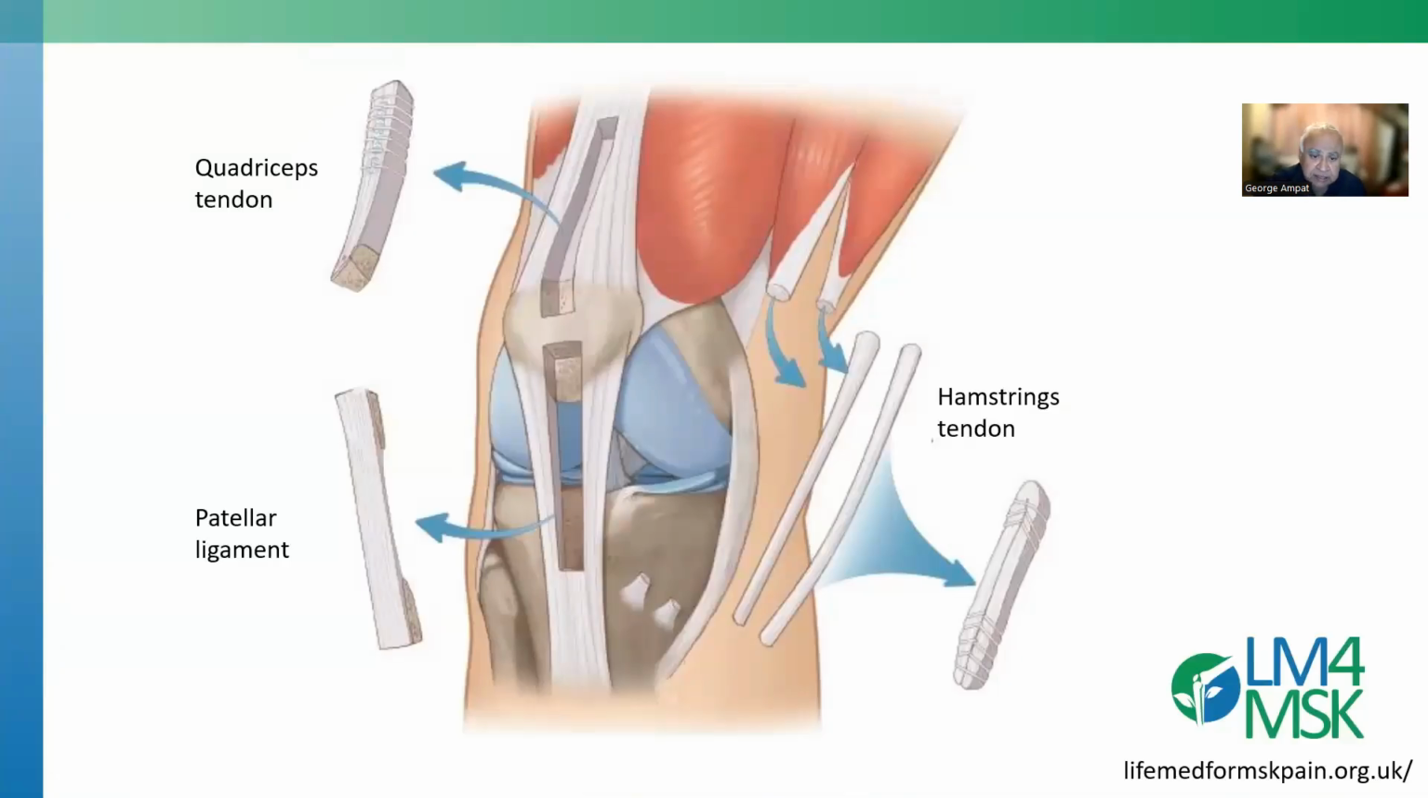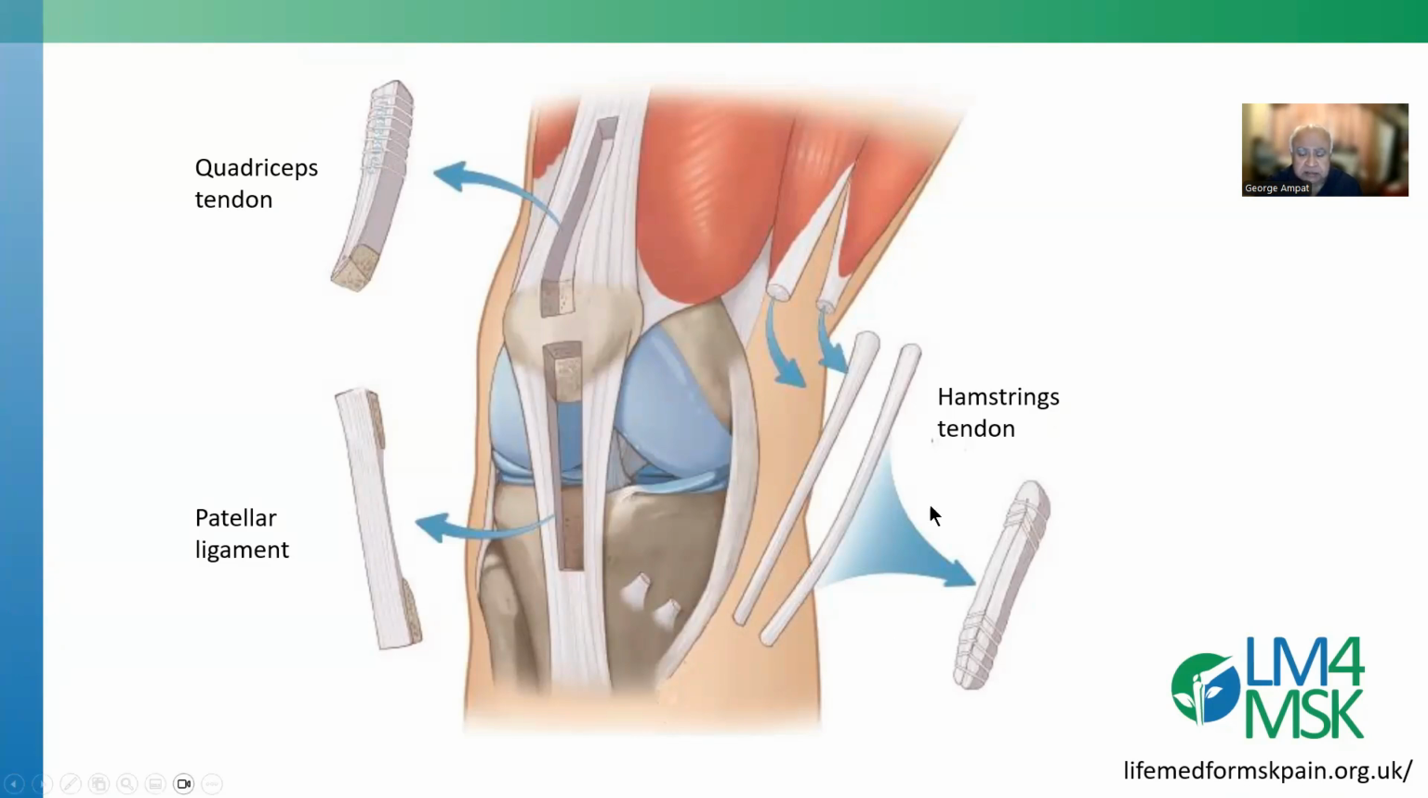So if the ACL is gone, what are the surgical ways of correcting it? Previously it was the patellar ligament. They would take the middle third of the patellar ligament and reconstruct the ACL. You can't repair it directly. It can only be reconstructed.